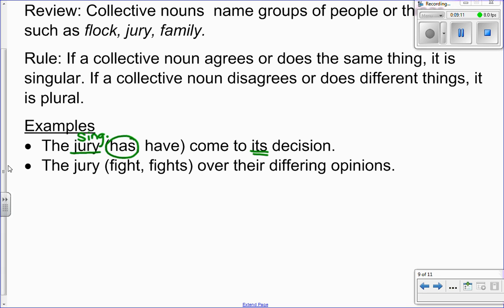In the second sentence, jury is the subject again, but the sentence is different. It says the jury fights over their differing opinions. Two things going on here. First of all, they differ in opinion. If they differ in opinion, they separate out and become plural. Also, the sentence is treating jury as if it's plural because it says "their," which is a plural pronoun. So I want the plural verb, fight. And I know it sounds strange, but it is correct to say the jury fight over their differing opinions.